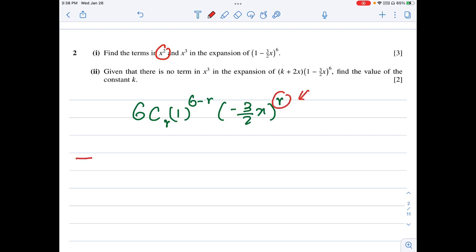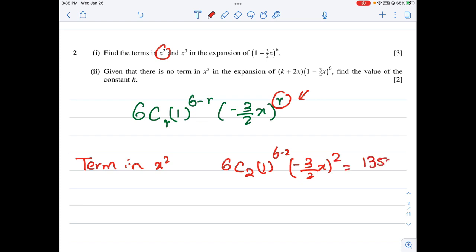So the term in x square should be 6C2 times 1 to the power of 6 minus 2 times minus 3 upon 2x, whole to the power of 2. So simplify that: 135 x square upon 4.